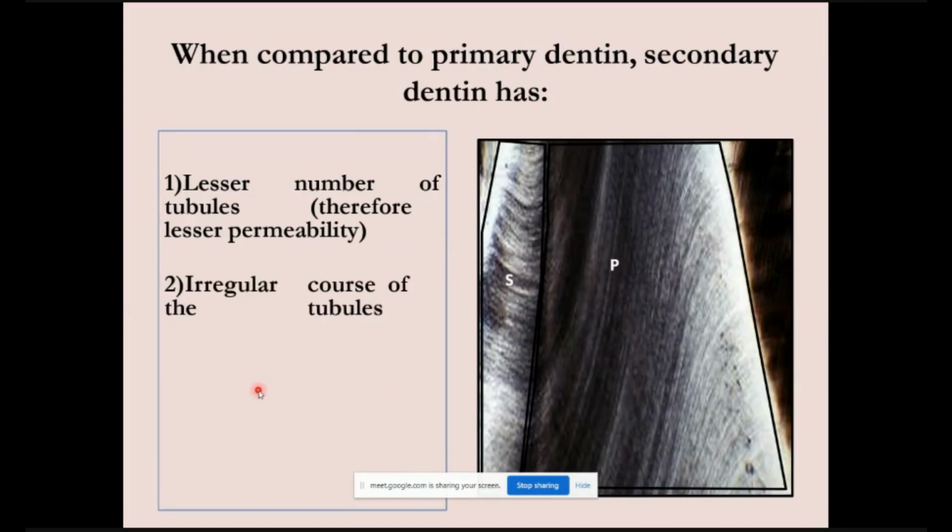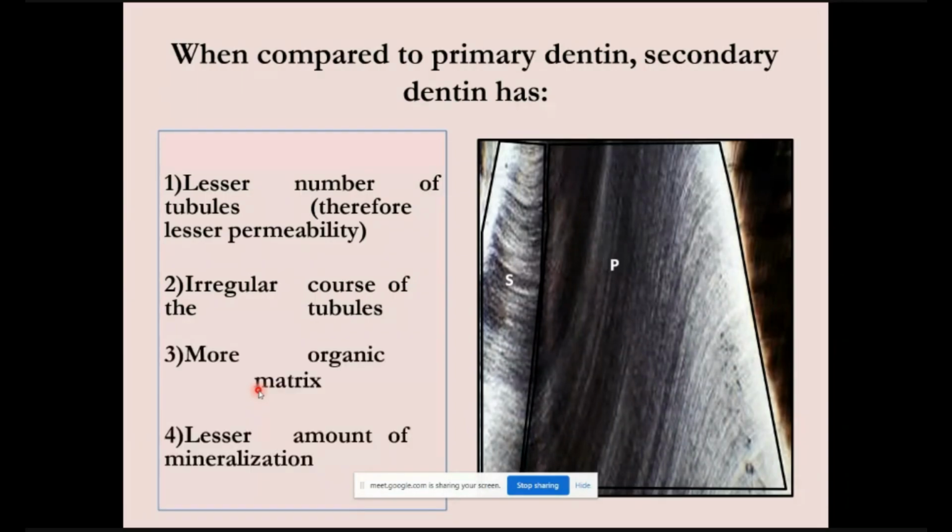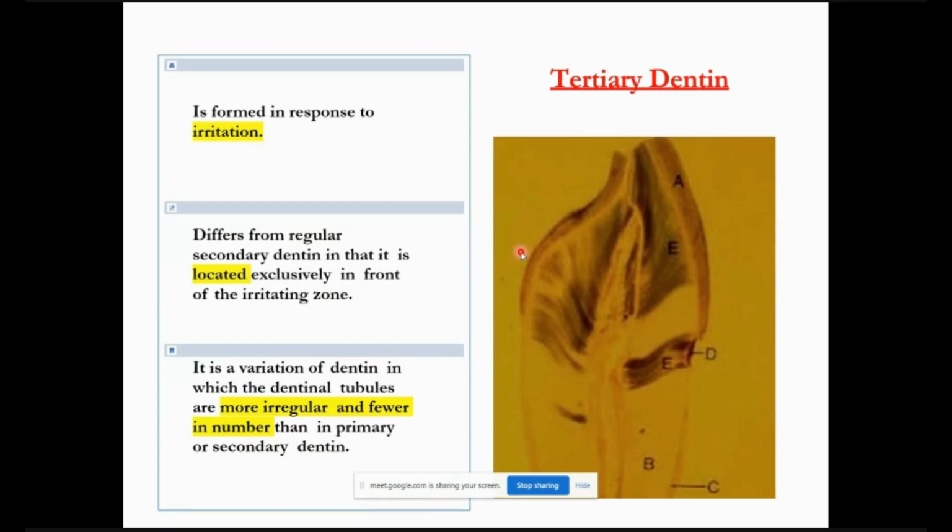The course of the tubules, I've already told you, is irregular. They're not really very neatly arranged like the primary dentin. It has a very irregular course and arrangement of the tubules. And another important difference is it has more organic matrix, which means that it has a lesser amount of minerals compared to the primary dentin. So whenever we say more organic matrix, automatically you have to assume that the mineralized or inorganic component will be lesser. So that was primary dentin and secondary dentin.